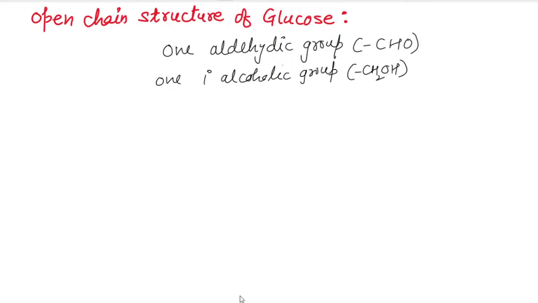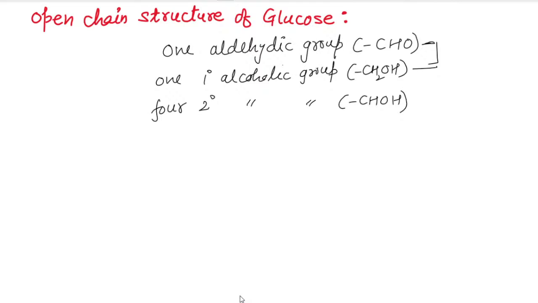Now since glucose has 5 OH groups, one of which is CH2OH, the other 4 OH groups must be secondary. So that means there are 4 secondary alcoholic groups, that is CHOH. Okay, because these are in between CHO and CH2OH. So there are 4 CHOH groups.